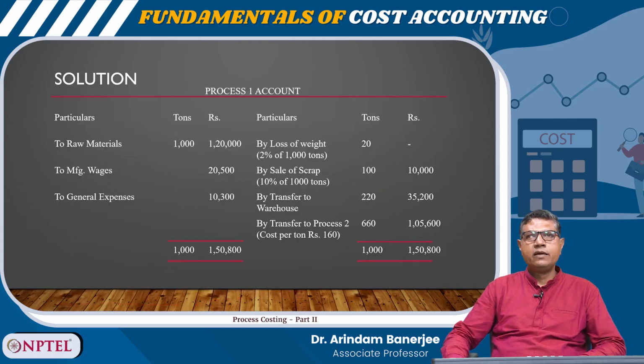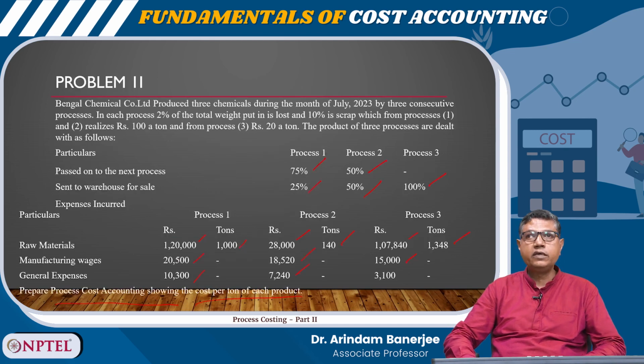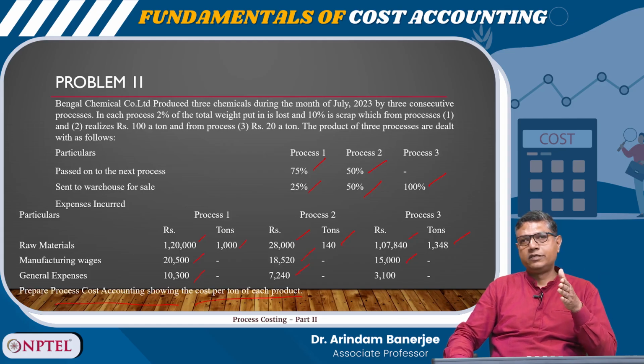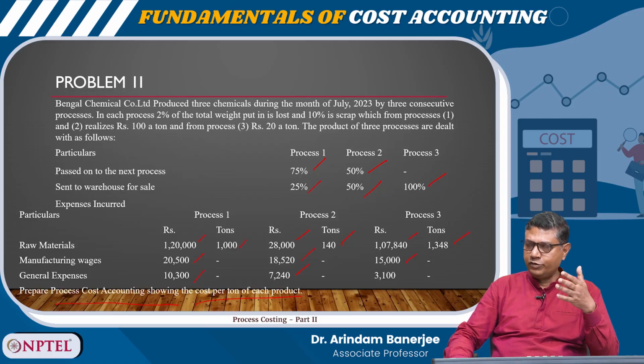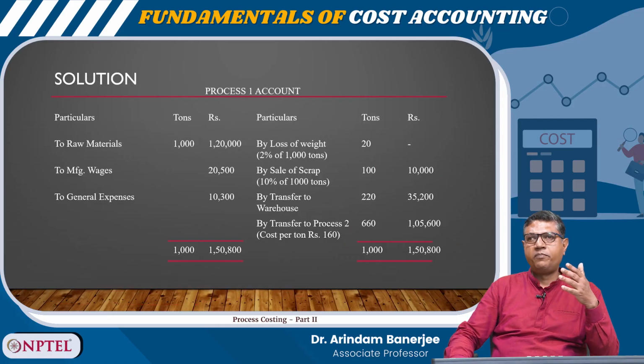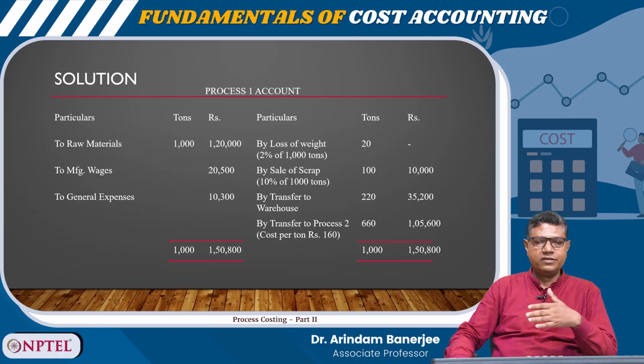So, we can move ahead. In this case also, you see there are 3 processes. The product is going through 3 processes, but in this case, unlike the earlier problem, the entire output from process 1 and process 2 is not passing through the next process, but a part of it is going to the warehouse, right.